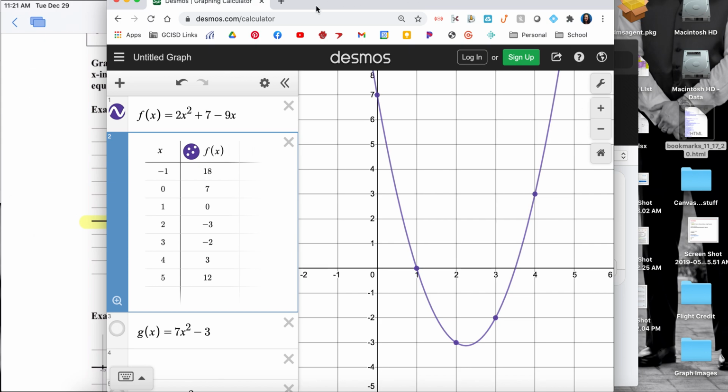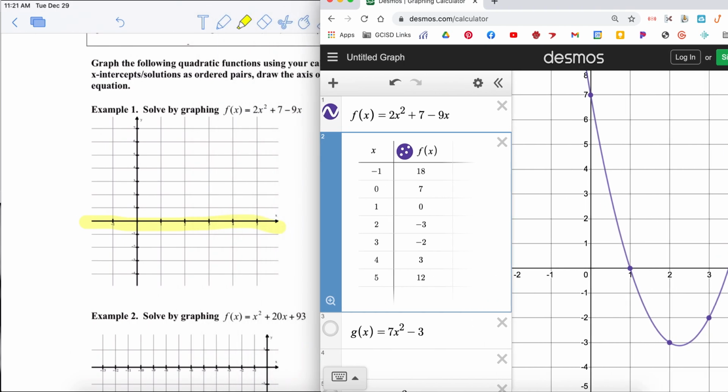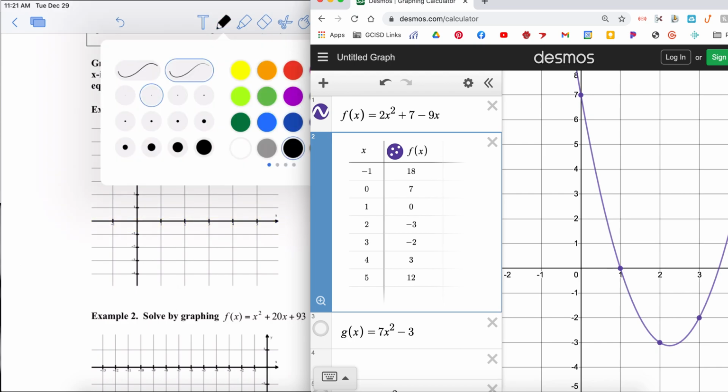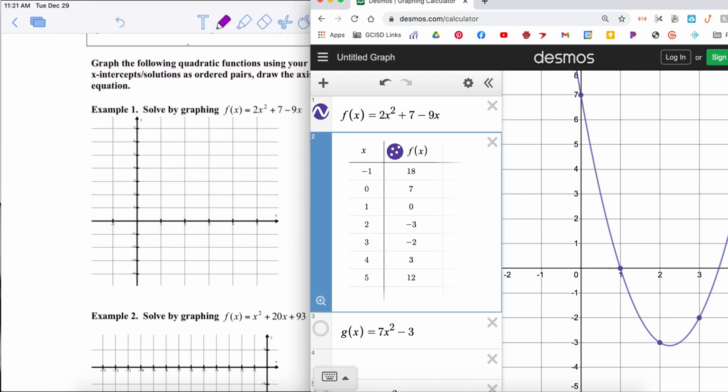Okay, so I'm going to slide this over to the side, and we're going to go ahead and graph those points. Okay, so the first point, I'm going to use purple just because that's what is on our screen. So we're going to go 0, 7. We are going to use 1, 0, 2, -3, 3, -2, 4, 3, and then 5, 12 doesn't fit on my graph.